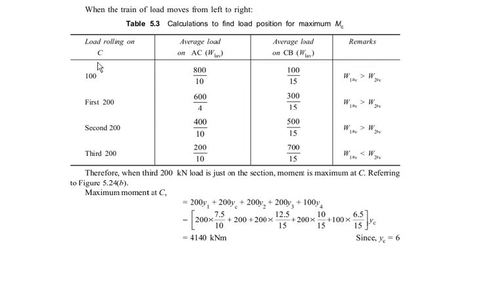So when the first load, 100 kilonewton, crosses the section C, the average load on CB will be 100 divided by the length of CB, which is 15. 100 is the only load now in the portion CB, so 100 divided by the length of the portion CB, 15. On the portion AC, all the remaining loads, that is 200 plus 200 plus 200 plus 200, that is 800 divided by the length of the portion AC.